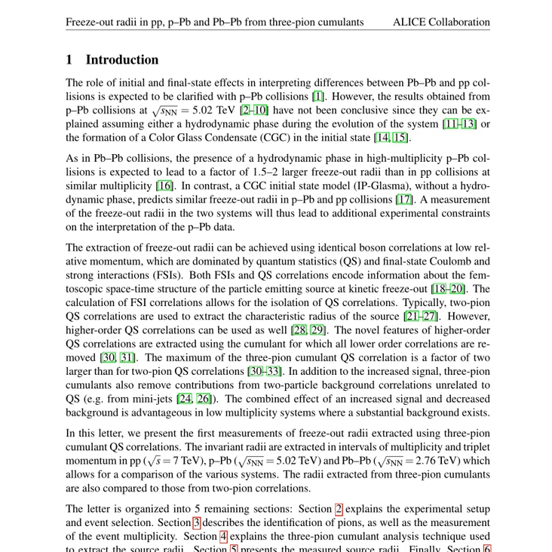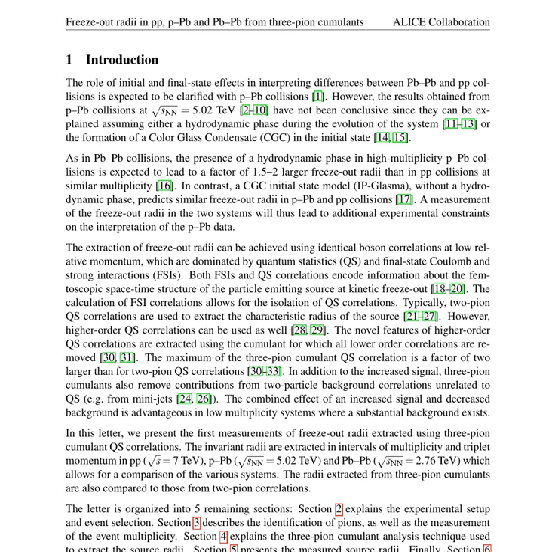Typically, 2 pion QS correlations are used to extract the characteristic radius of the source. However, higher-order QS correlations can be used as well. The novel features of higher-order QS correlations are extracted using cumulants, for which all lower-order correlations are removed. The maximum of the 3 pion cumulant QS correlation is a factor of 2 larger than for 2 pion QS correlations.